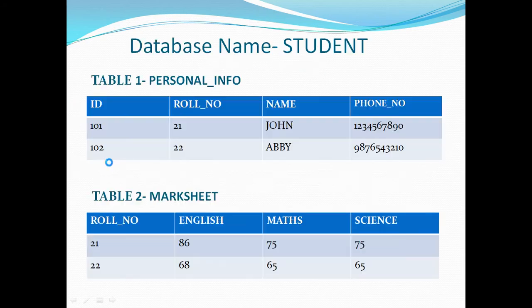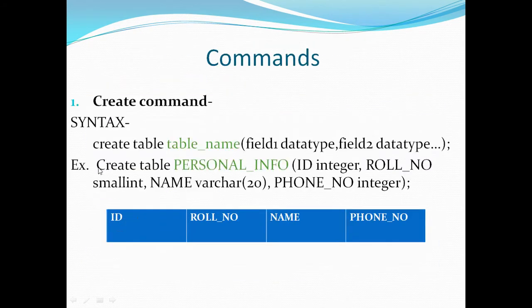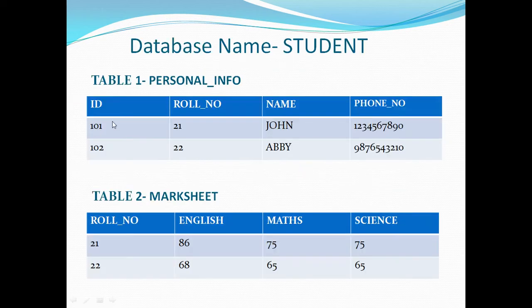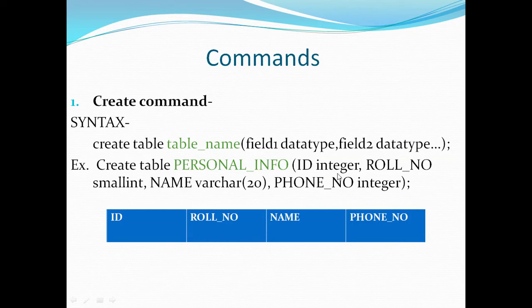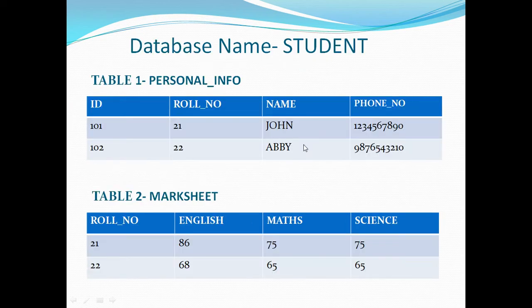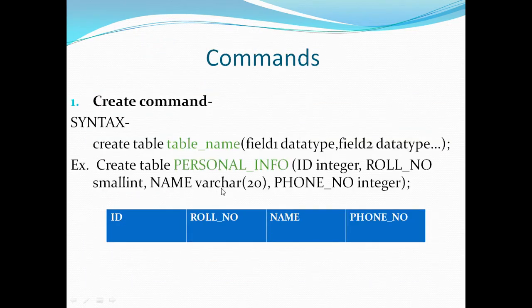So, for example, take this table only. We'll write create table, and the table name is personal info. Then we'll start the bracket, and one by one we will write all the fields. The first field is ID, and the data type is, suppose, integer. Then the second field is roll number, and the data type is small int. The third field is name, and what kind of data is here? Alphanumeric. So we are taking varchar as the data type.